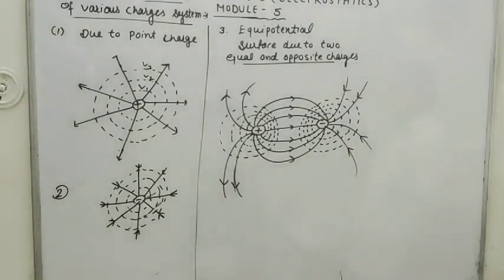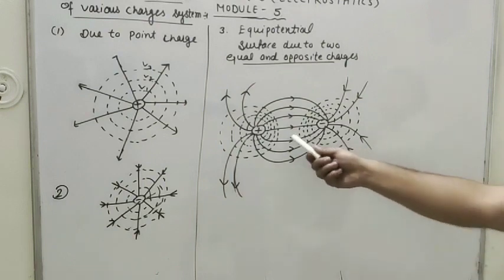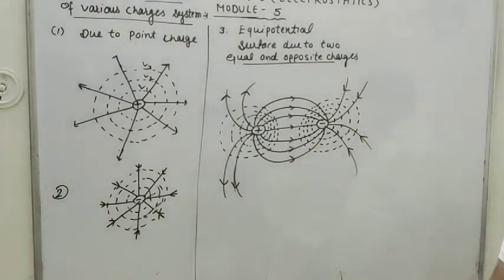So these are the equipotential surfaces due to two equal and opposite charges. As you know, equipotential surfaces are very close in this region. Now, equipotential surfaces of two equal charges.